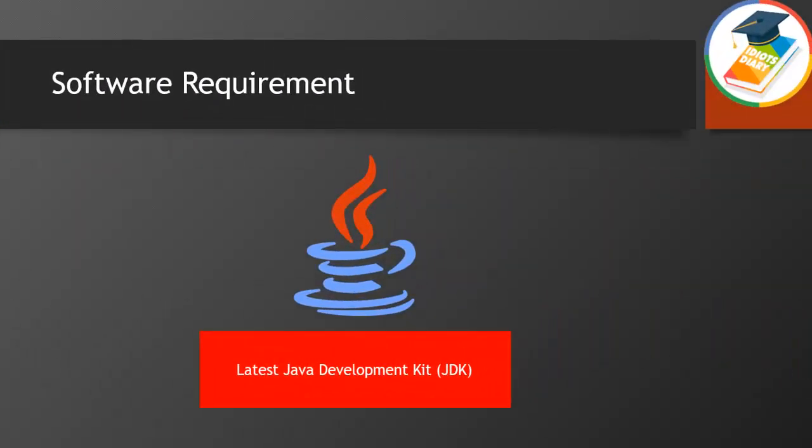First of all, we will discuss what is the software requirement for running Java program. So friends, we need Java Development Kit JDK to run Java program. There are various versions of JDK available, but you always have to use the latest version of JDK. At the time of this recording, the latest version of JDK is JDK 11.0.1. So let's download this JDK version and then move ahead to set up the Java environment.